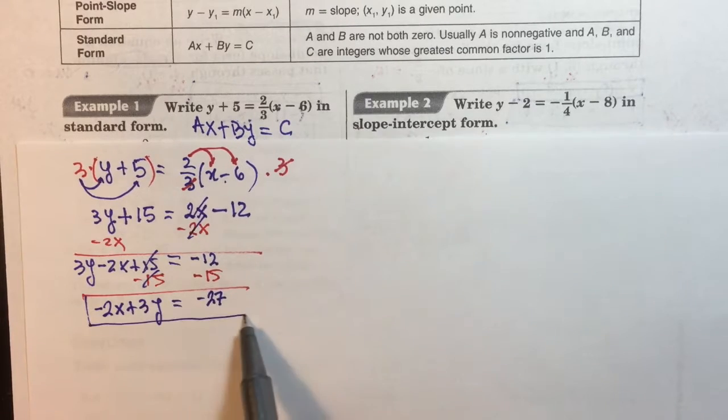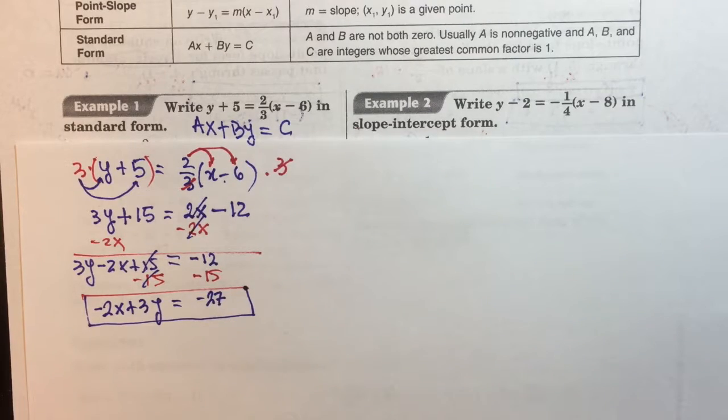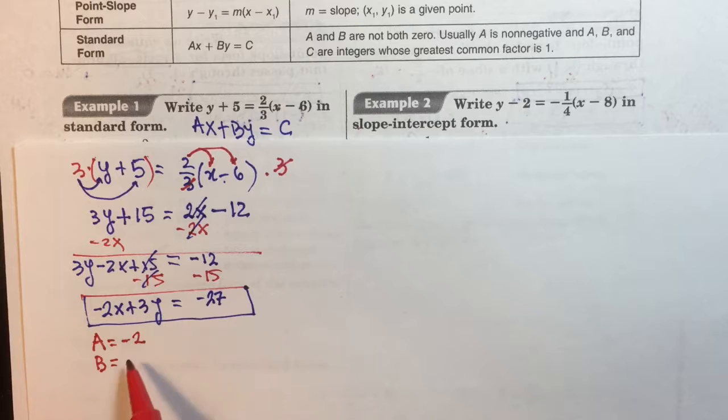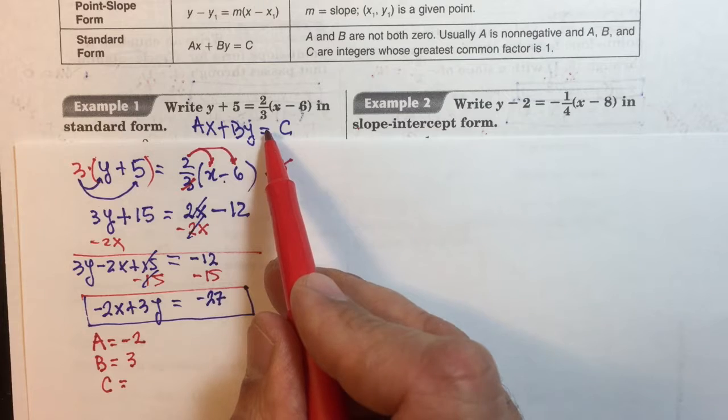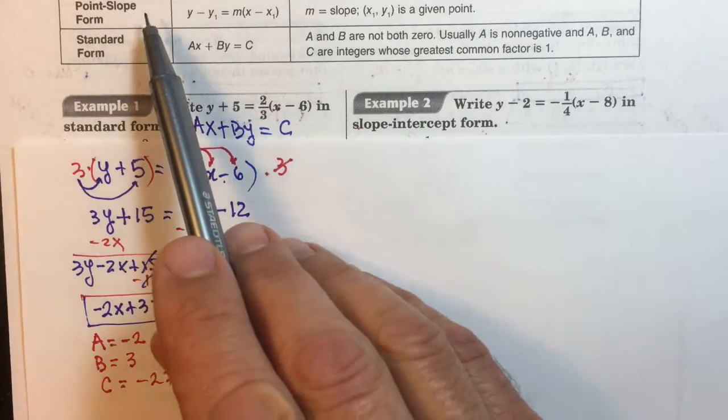Look at that, how similar this one is to this one here. You can identify very easily what is going to be a. In this case it is the coefficient of x. My a is going to be negative 2. My b is going to be the coefficient of y, which is 3. And my constant is the number that is on the other side of the equal sign. In this case it is going to be negative 27. And this is the standard form of my original line that was given in point-slope form.